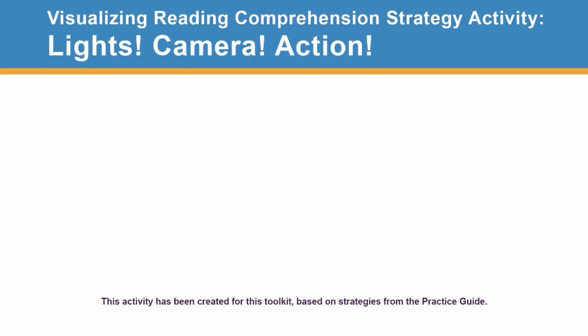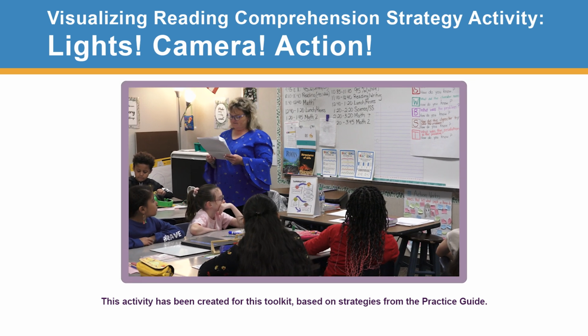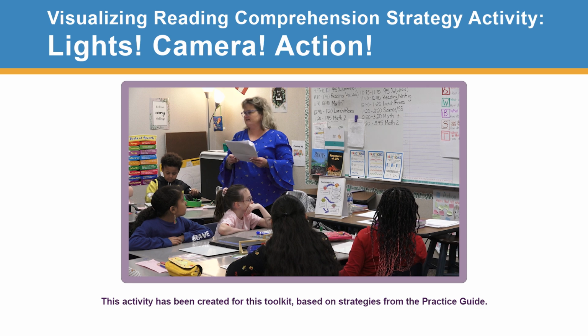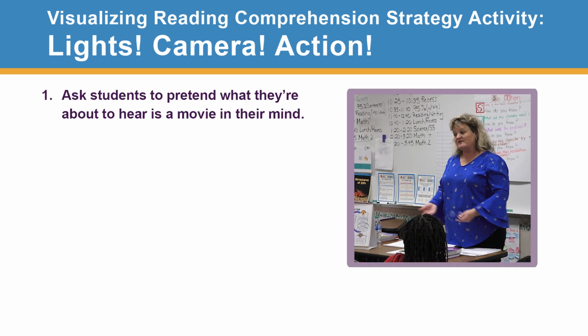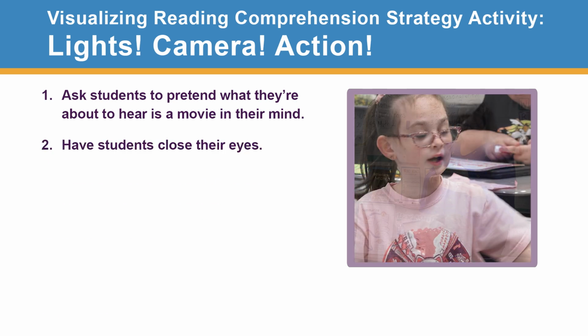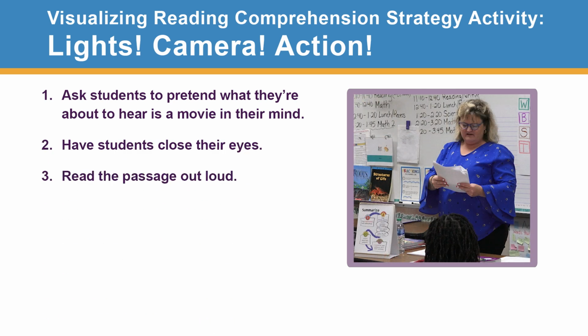Lights, camera, action. For this activity, choose a visually descriptive passage or text from a book you are reading in class. First, ask students to pretend what they're about to hear is a movie in their mind. Then have students close their eyes. Read the passage out loud to the class.